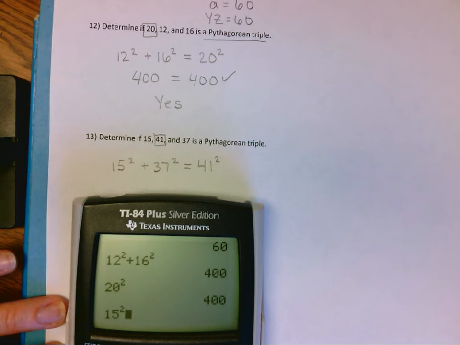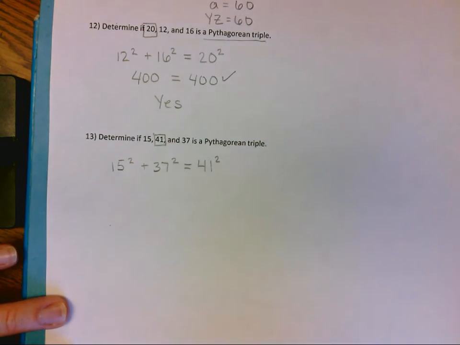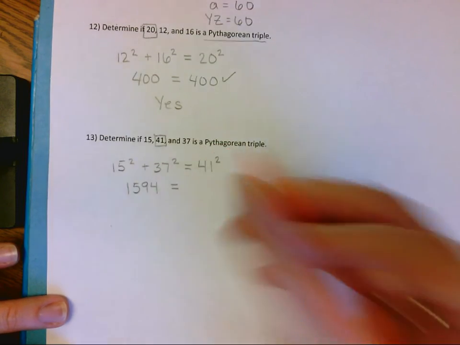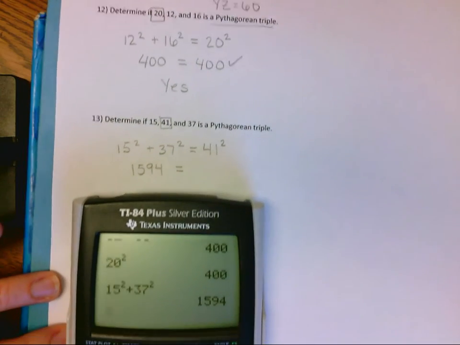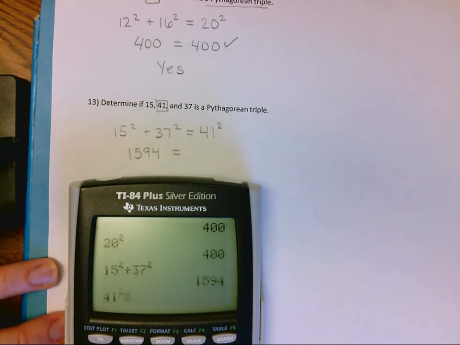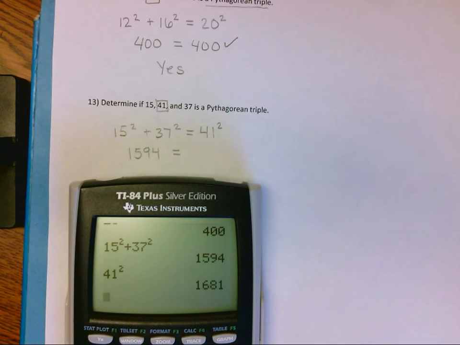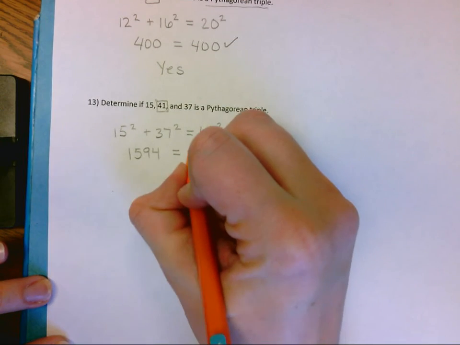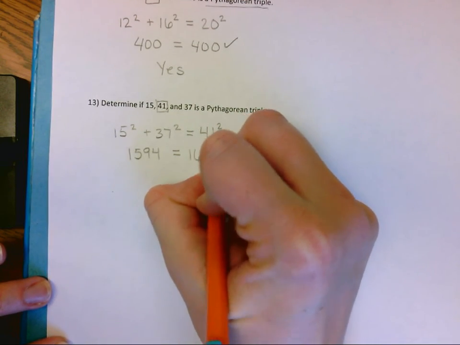15 squared plus 37 squared is 1,594. 41 squared is 1,681. So these numbers do not work as a Pythagorean triple.